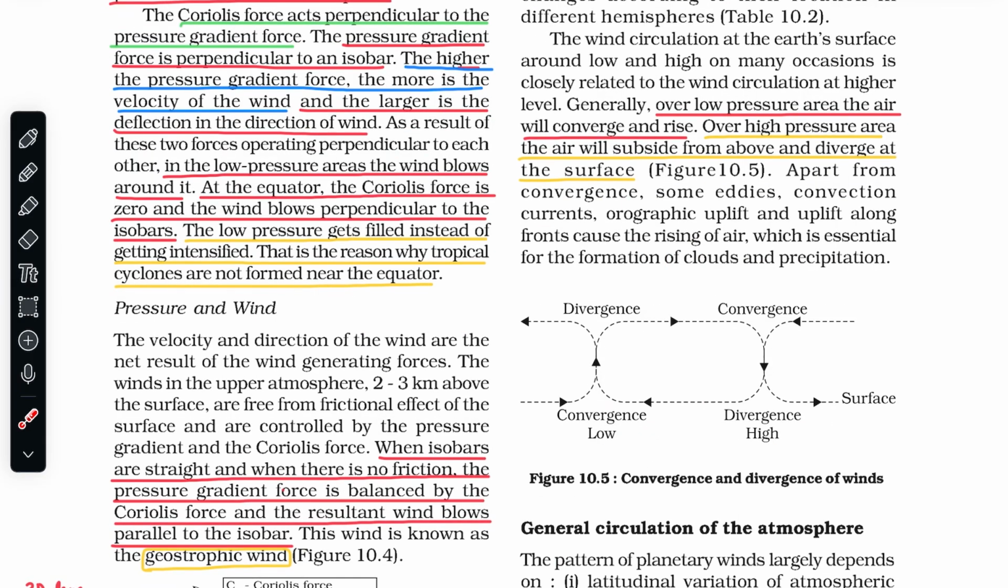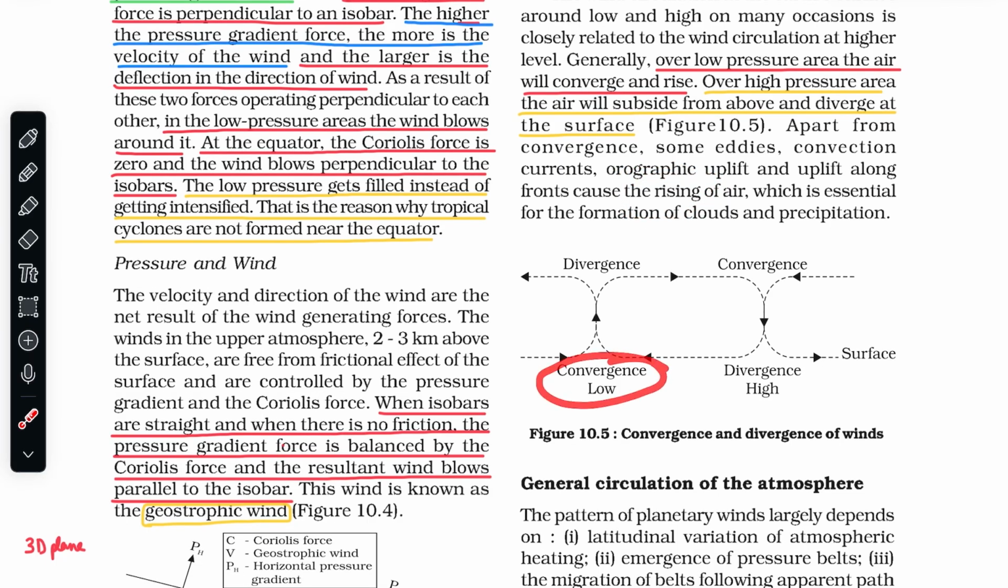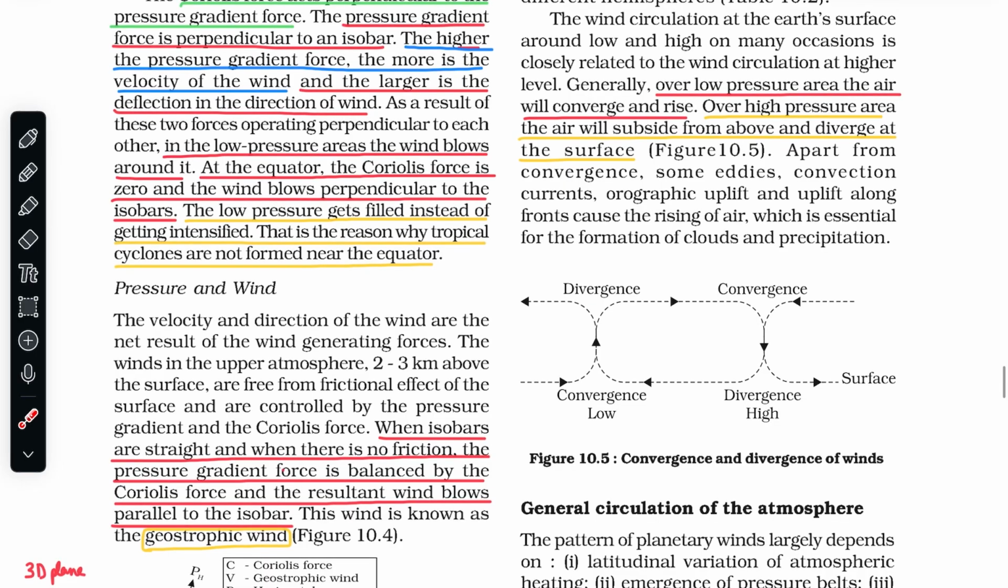Apart from the convergence, eddies, convection currents, orographic uplift, and uplift along fronts also cause the rising of air, which is essential for the formation of clouds and precipitation. So here we have the convergence at low, where the air actually rises and then diverges over here, whereas over the high pressure areas, the air will subside and then diverge at the surface.